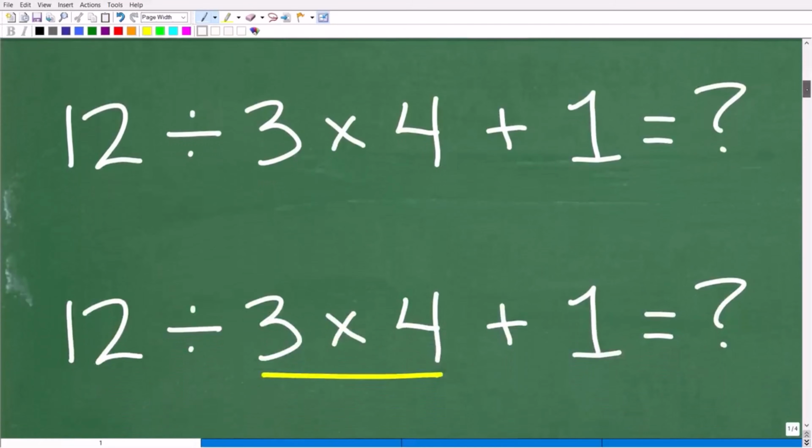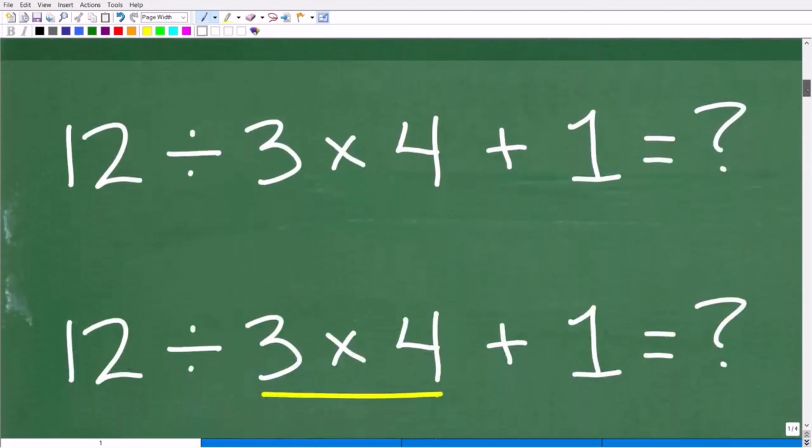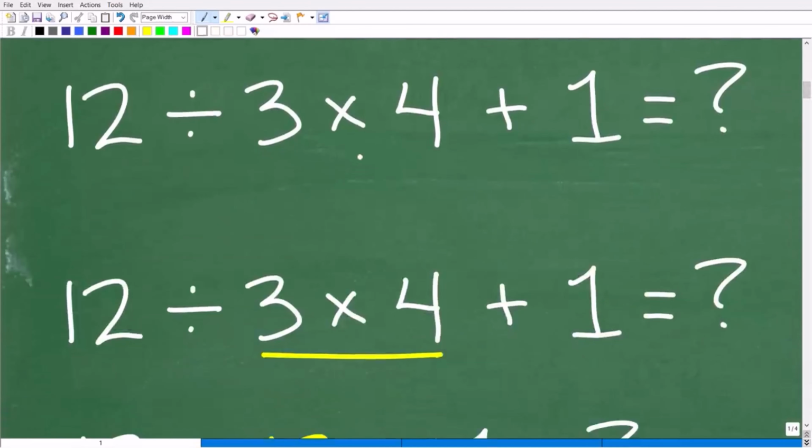And we're going to approach this by doing the problem wrong. Okay, in other words, I'm going to reconstruct how some of you out there got these answers 2 and 20. So here is the problem. Okay, we have 12 divided by 3 times 4 plus 1. Seems pretty basic, right? And it's just basic math. And if you have basic math skills, in other words, you can add, subtract, multiply, and divide easy numbers like this, then this should not be a problem.